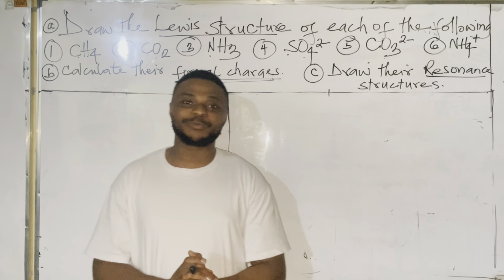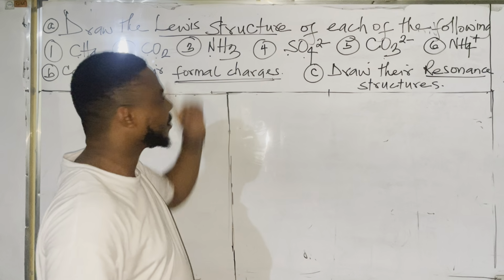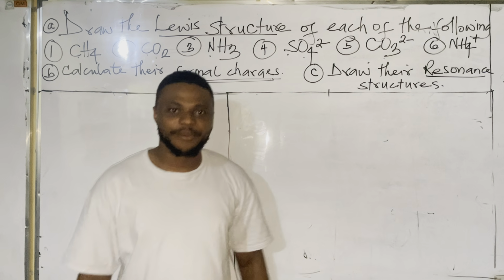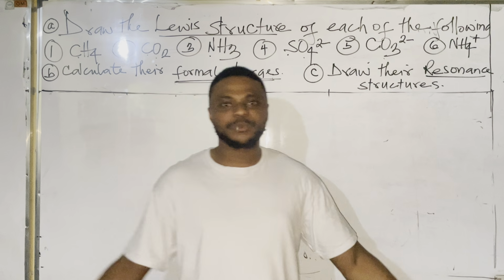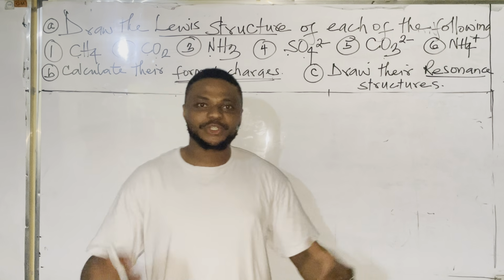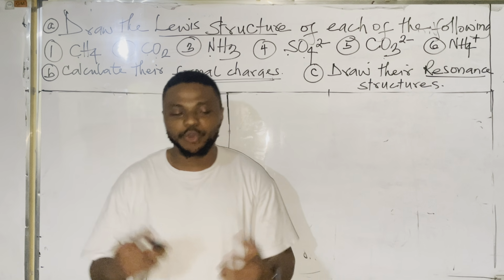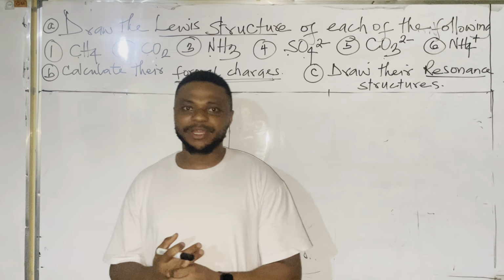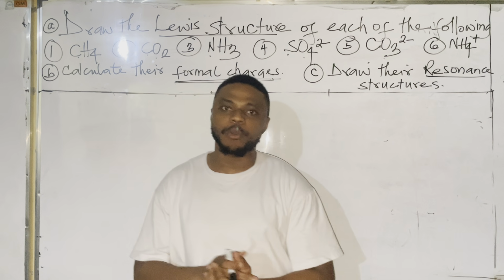In this video, we're going to be looking at Lewis structures. We're going to be looking at formal charges and also resonance structures. Alright, so basically, what are Lewis structures? Lewis structures are structures or diagrams which show the bonding of atoms in a molecule or compound and the lone pair of electrons in the compound or molecule.